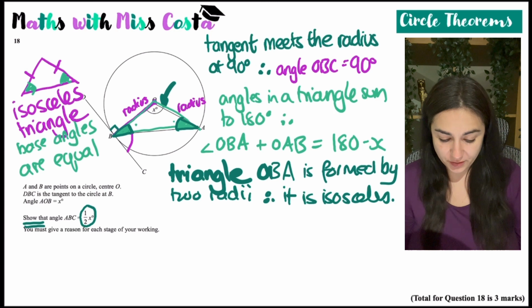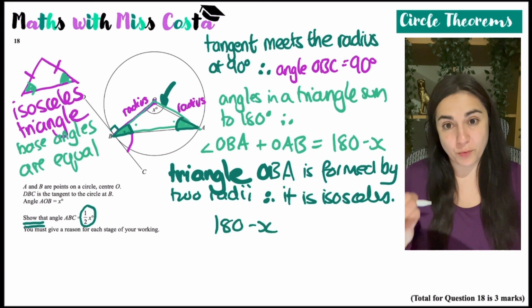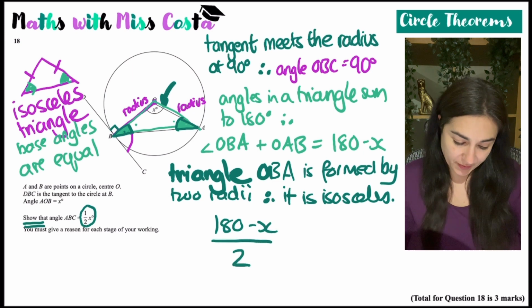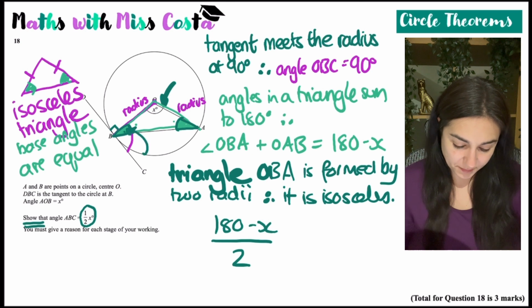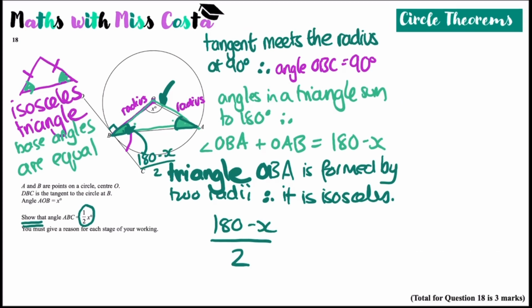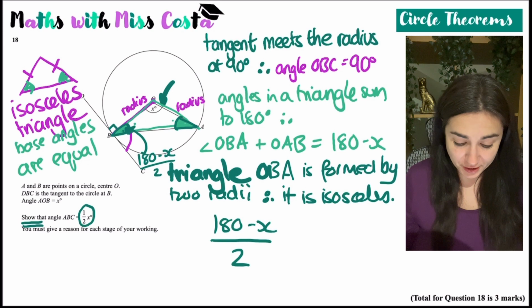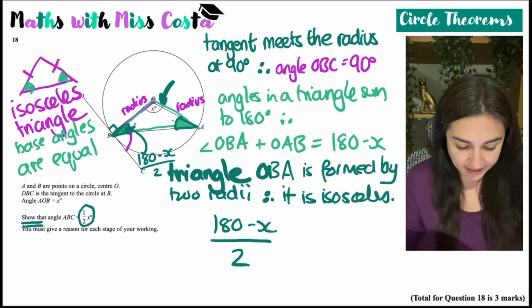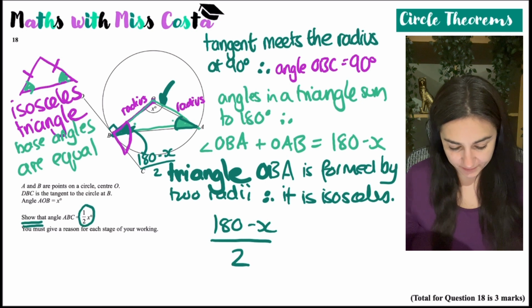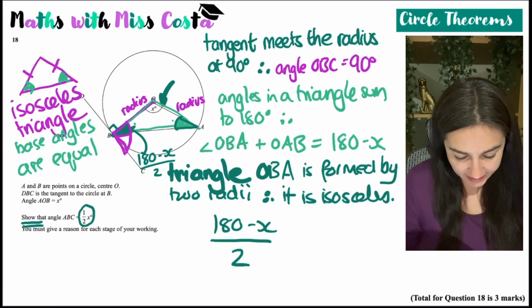So if I know that this plus this is 180 take away x, how could I work out what one of them is? Well, I'm just going to divide it by 2. So this angle here must be (180 take x) over 2. So if I know that this part of the angle here is that, my final result, I'm trying to work out what angle ABC is.